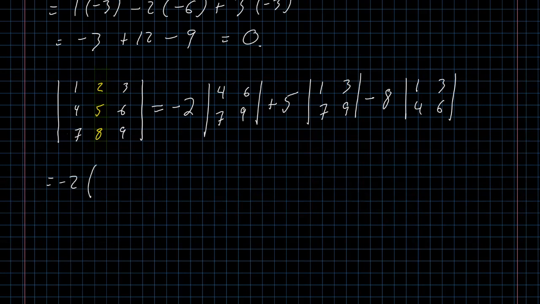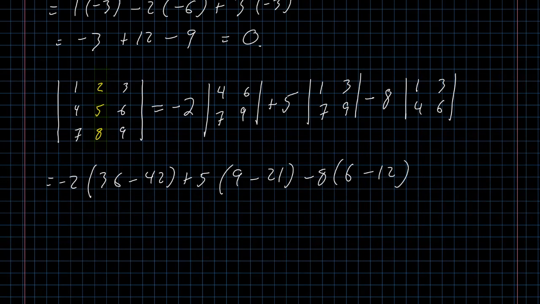All right, 4 times 9 is 36. 7 times 6 is 42. 1 times 9 is 9. 7 times 3 is 21. 1 times 6 is 6. 4 times 3 is 12.